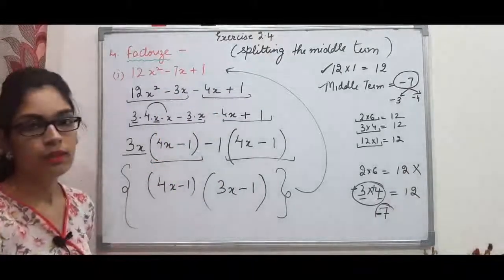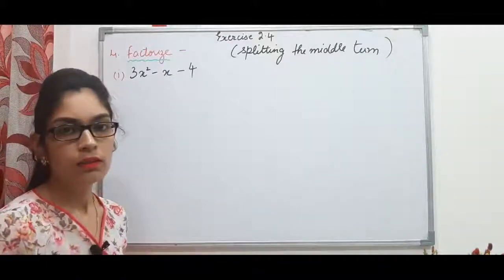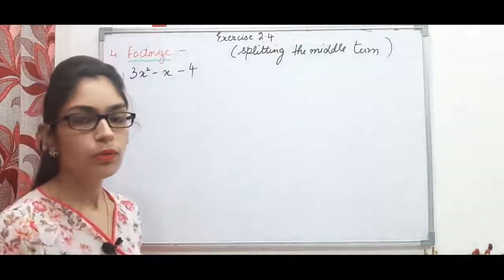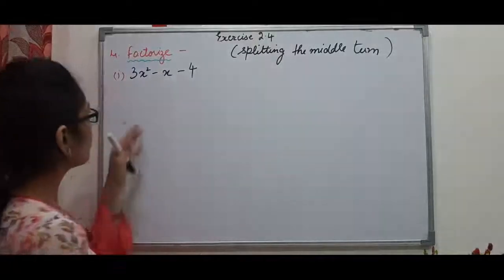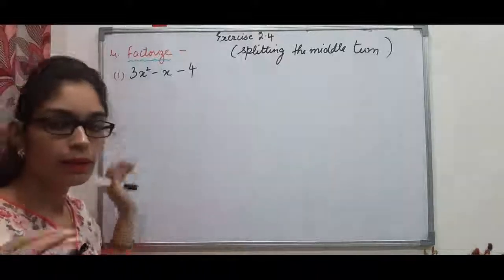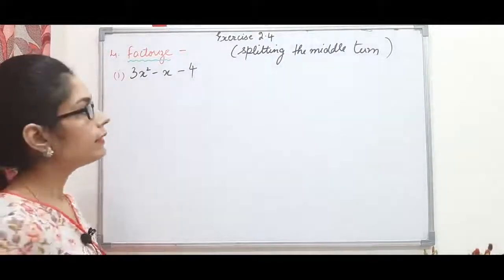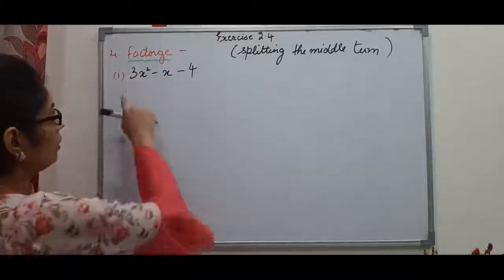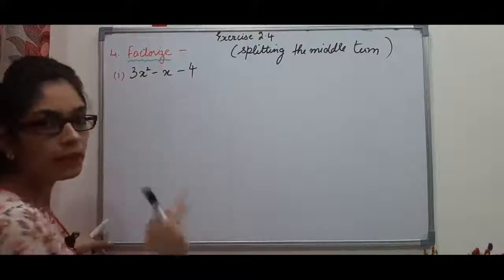Now let's do the next part. Now let's do the fourth part. So 4 parts are there, 2 parts I am doing along with you, 2 you have to try yourself. Now the given polynomial is, again, a quadratic polynomial. Quadratic polynomial means we can make the factors by using splitting the middle term. So I have written 3x square minus x minus 4. So it is already in order.